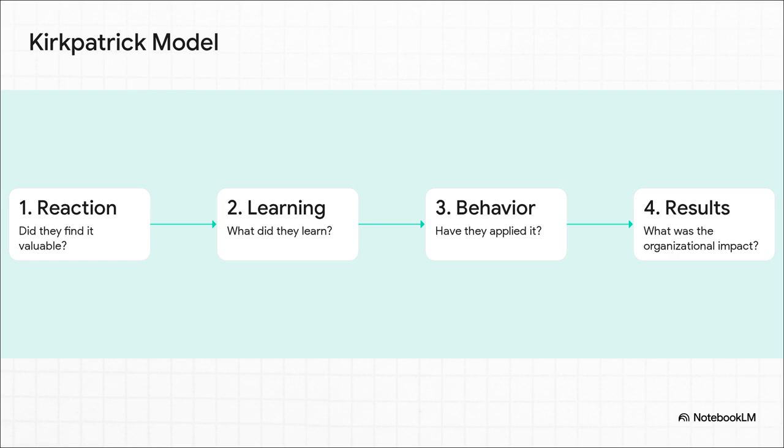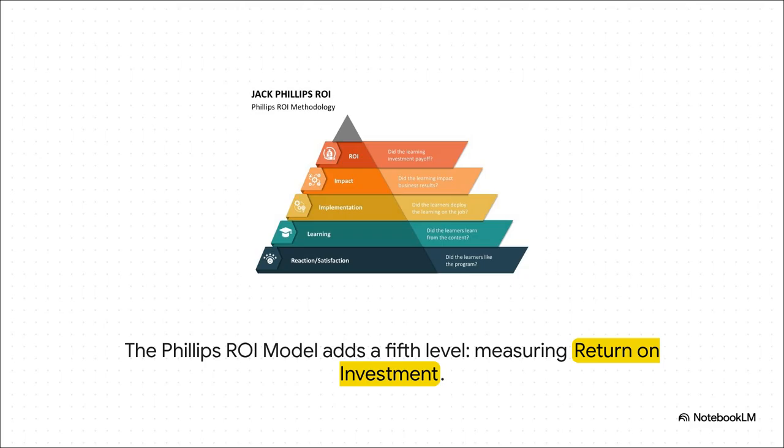Level 3 is key. Are they using what they learned back on the job? And the big one, Level 4. Did their new behavior actually create real results for the organization? Then you've got the Phillips ROI model, which takes Kirkpatrick one step further. It adds a 5th level that asks the ultimate business question. Was this whole thing a good financial investment?